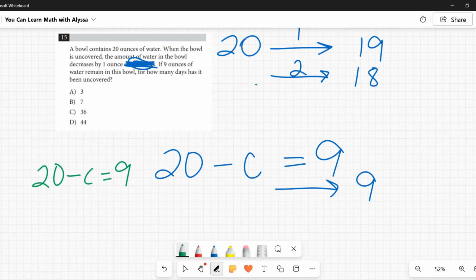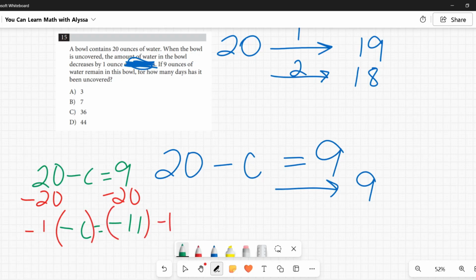So if 20 minus c equals 9, I can isolate that c by subtracting 20 from both sides. And I get negative c equals negative 11. And to get rid of that negative, I'm going to multiply both sides by negative 1. On the left, I get c, and negative 11 times negative 1 is just 11. All right, so c is 11, so the number of cycles is 11 cycles to get it down to 9.